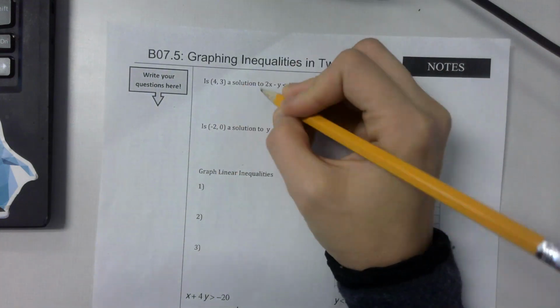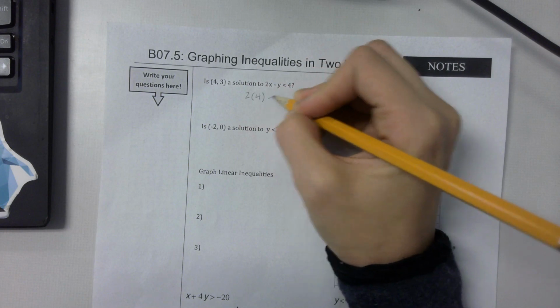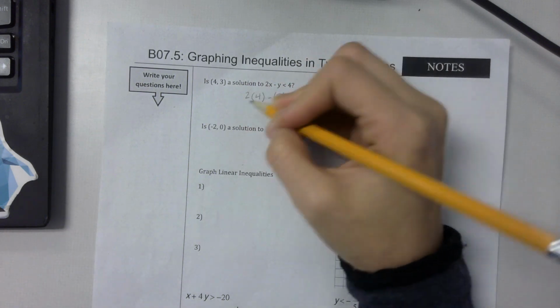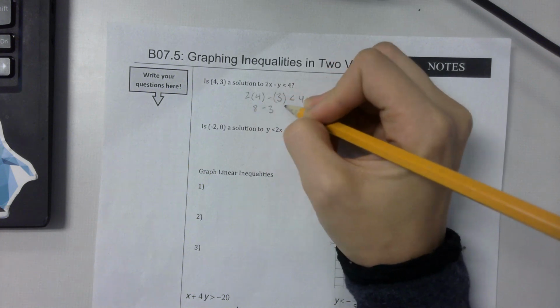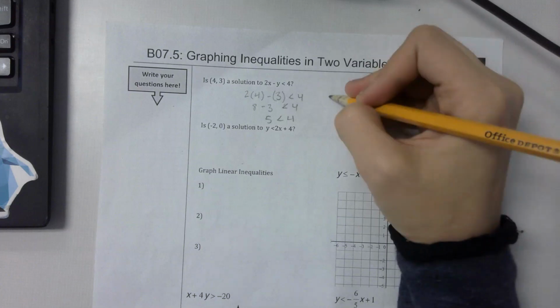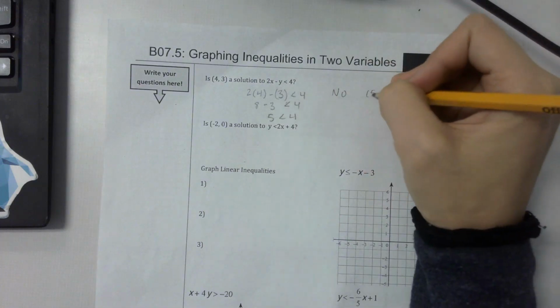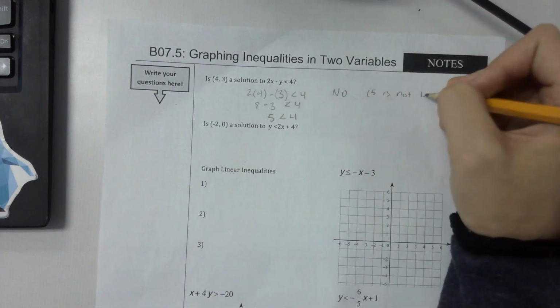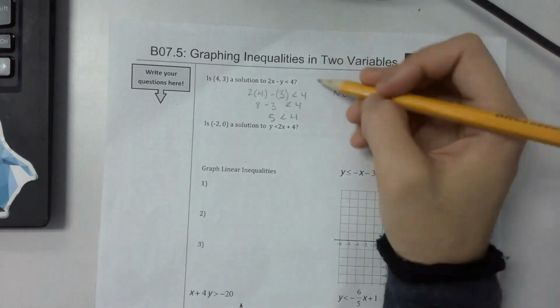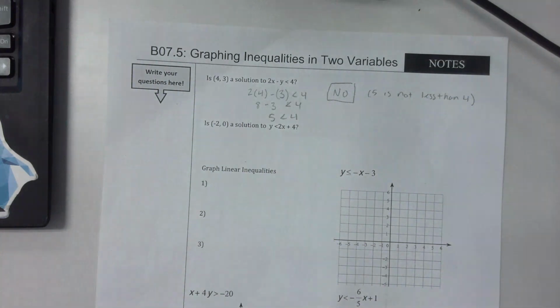So we have 2 times 4 minus 3. We plugged in 4 and 3, less than 4. This is saying 8 minus 3 is less than 4. Is 5 less than 4? No, 5 is not less than 4. You wouldn't need this in your homework or anything, but it's just for you to understand.